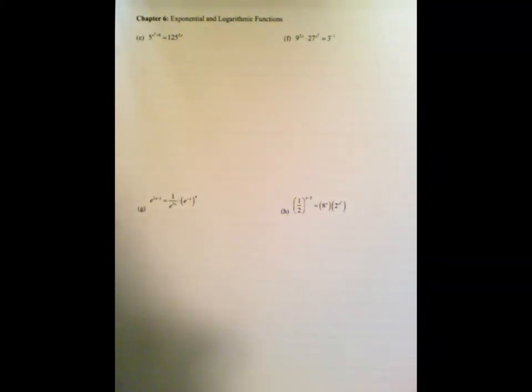We are continuing section 6.3 on exponential functions, and this is exponential equations that we're solving using the strategy: if a to the u equals a to the v, then u equals v. In other words, write both sides with the same base if possible, and if you can do that, then you can set the exponents equal and solve.